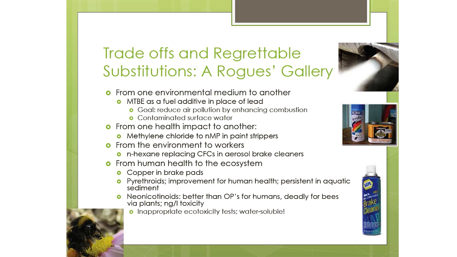One was MTBE as a fuel additive in place of lead, which was intended to be a reduction in air pollution and ended up contaminating surface water. So that's one we get quite a bit, from one environmental medium to another. Also a very common regrettable substitution is from one health impact to another. The example seen primarily is, for example, paint strippers, where we've taken a carcinogen and replaced it with a reproductive toxicant. A very common one as well is moving from the environment to workers.